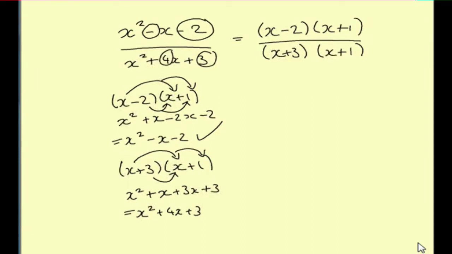Now it's a good idea just to cancel matching factors, so match those up, so we cancel those, and we're left with x minus 2 over x plus 3. So to conclude, when we're simplifying algebraic fractions, it's necessary to either factorise or cancel the terms down in order to simplify it.